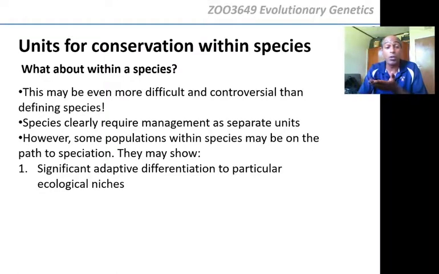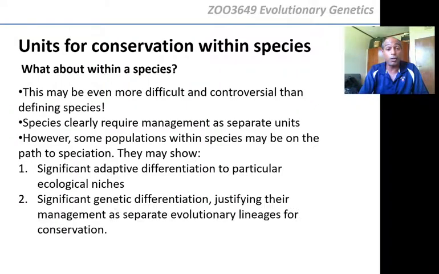They may show significant adaptive differences to particular niches, right? So for example, black wildebeest and blue wildebeest. Black wildebeest is a high veld specialist, whereas a blue wildebeest is a low veld specialist, right? So significant adaptive differences to local ecological niches. There can be significant genetic differentiation, okay?